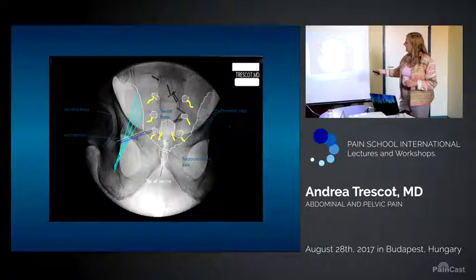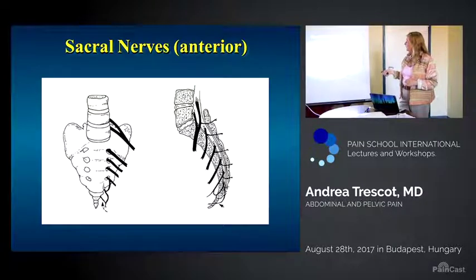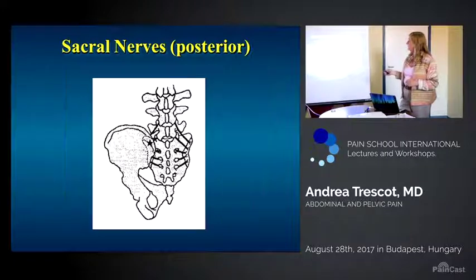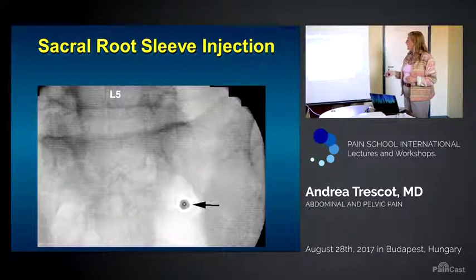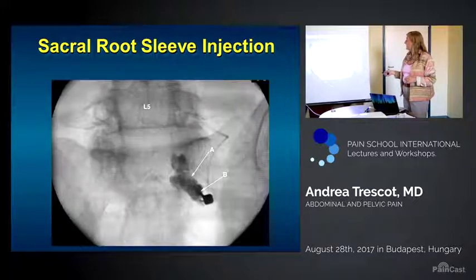Here you see the sacroiliac joint, the edge, the sacrotuberous ligament, and the sacrospinous ligaments. So you've got your sacral nerves coming anteriorly, and then making up the sciatic nerve and the pudendal nerve. You have the sacral nerves posteriorly innervating the SI. You've got your sacral nerve root itself.